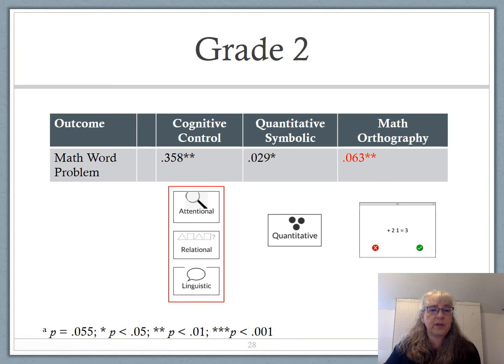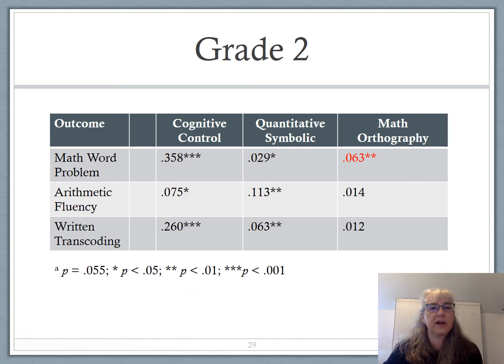In the first step, we included the cognitive control measures, which account for almost 36% of variability in math word problem solving. In the second step, we added the quantitative symbolic measures, which account for additional unique variance. And in the third step, the one we're most interested in, we see that math orthography accounts for an additional 6.3% of the variance in math word problem solving.